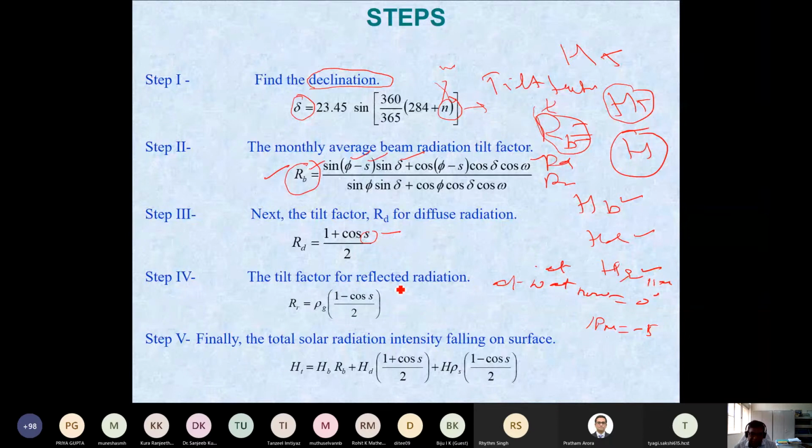Similarly, for the tilt factor, this cannot be put here because we have already put in this expression here. So RR is equal to (1 - cos s)/2. You can verify that if s is 0, cos 0 is 1, so 1 minus 1 is 0. This means RR, that means no reflected solar radiation will be falling on the horizontal surface.